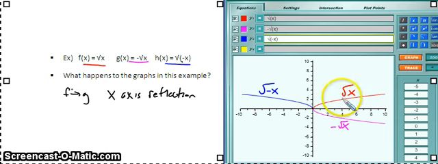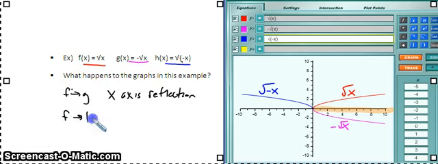So again, you notice that the red one is above, the pink one is below, so if I fold it along the x-axis here, the red is going to overlap on top of the pink. Okay, so that's no different from the previous example that we did, it's just a different shape because of a different parent function.